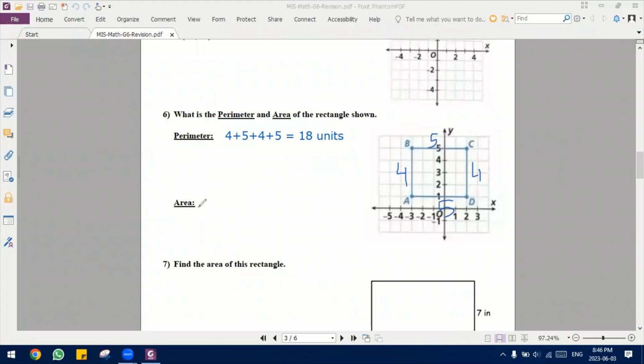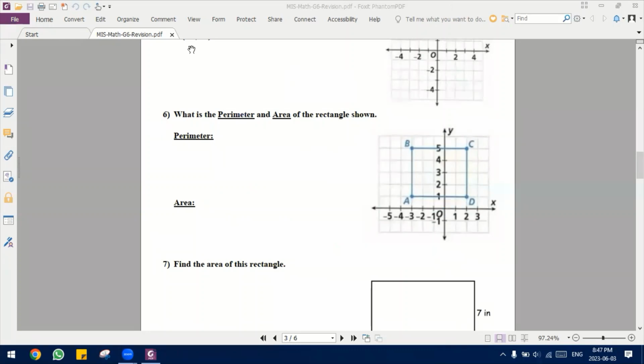Now the area. In order to find the area, you should memorize the formula. We write A equals base times height, and you have to write it in the exam. Now, what's the base? The base is 5, times the height, which is 4. 5 times 4 gives me 20 units. But here I'm finding area, not perimeter, so the area should be in square units. Always, the unit for the area should be squared.